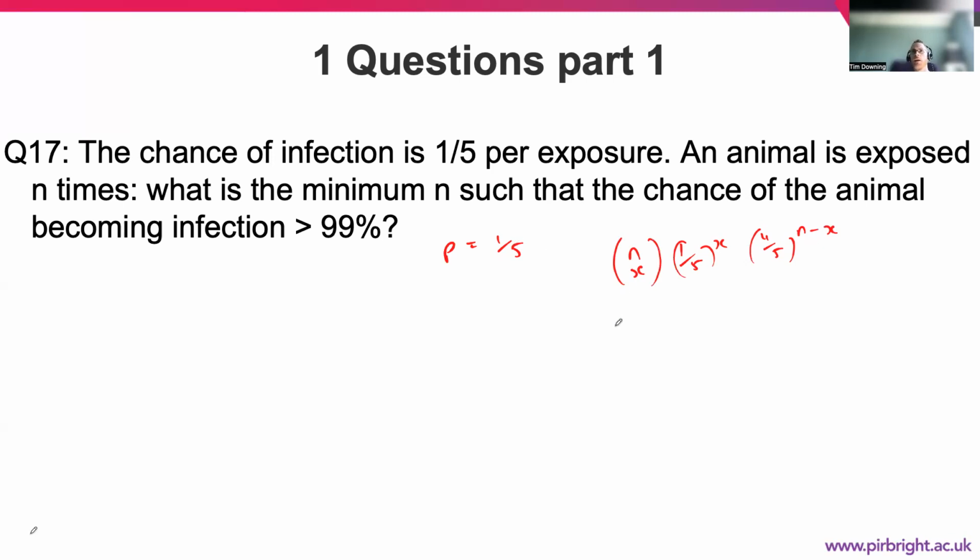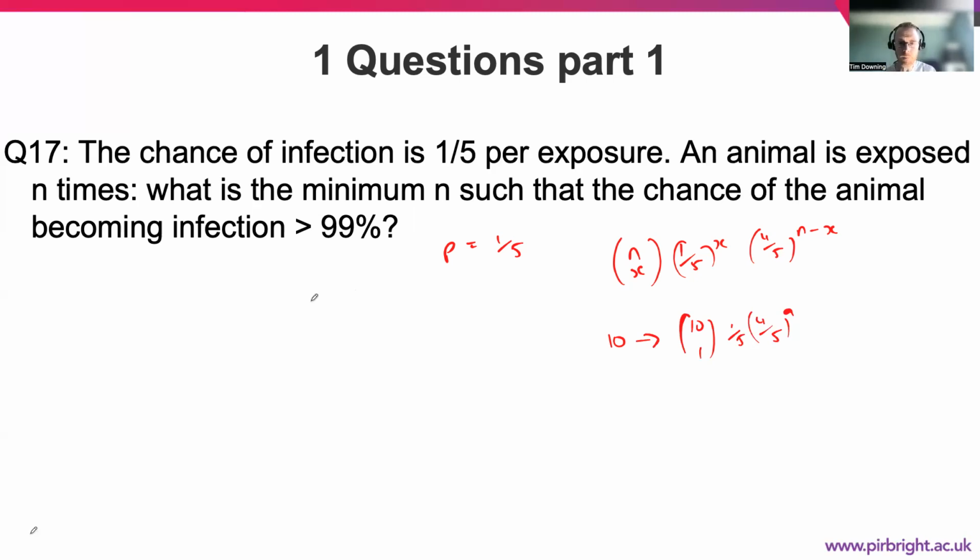So for example, if we had 10 as our value, we can then work out what's the probability of becoming infected at least once across the 10 different events. So that would be 10 choose 1 by 1/5 by 4/5 to the power of 9 in that instance. So what we're thinking about is actually summing across all the different values from 0 up to n, so that this value exceeds 99%.